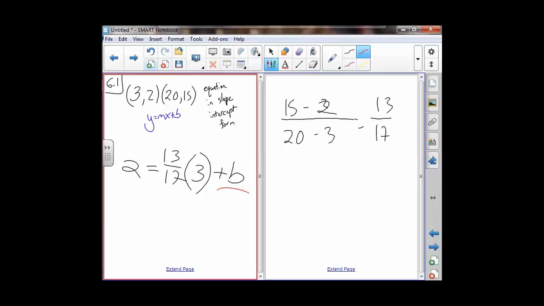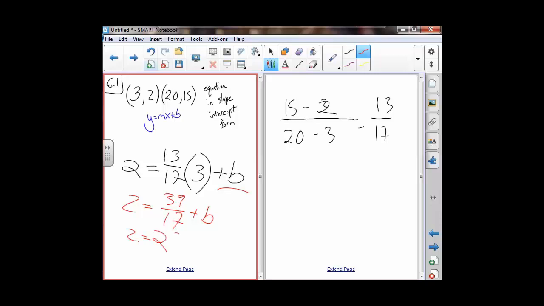So here we go. We want to multiply this in. What is 3 times 13? 39. So now I've got 2 is equal to 39 over 17 plus b. You can simplify this. 39 over 17 simplifies to 2 and 5/17. Does everybody understand that?